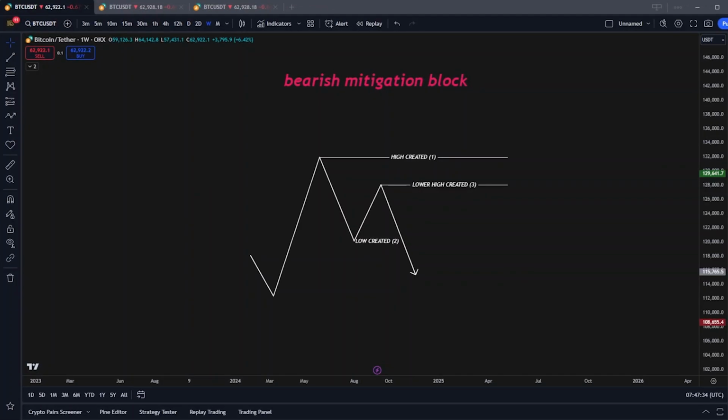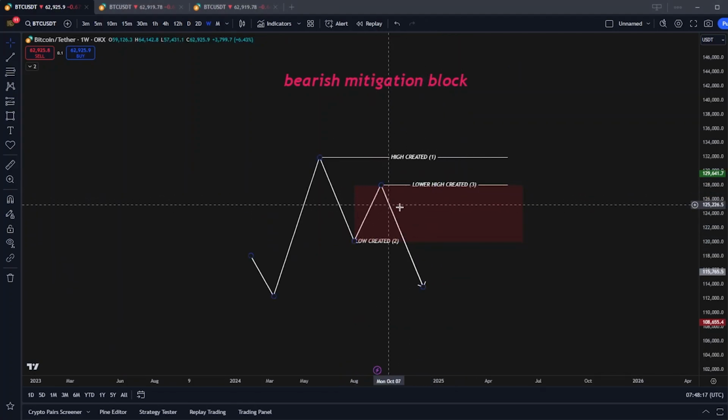Now here is an example of a bearish mitigation trade. So again, we see a large move up, usually from an uptrend, and we create our final high right here. Then we'll see a downward move. Usually this will be some sort of change of character. Then we'll see a higher high created. Again, these are all marked out 1, 2, and 3 in the exact sequence that they should follow. And once we create that lower high, this will be our mitigation block.